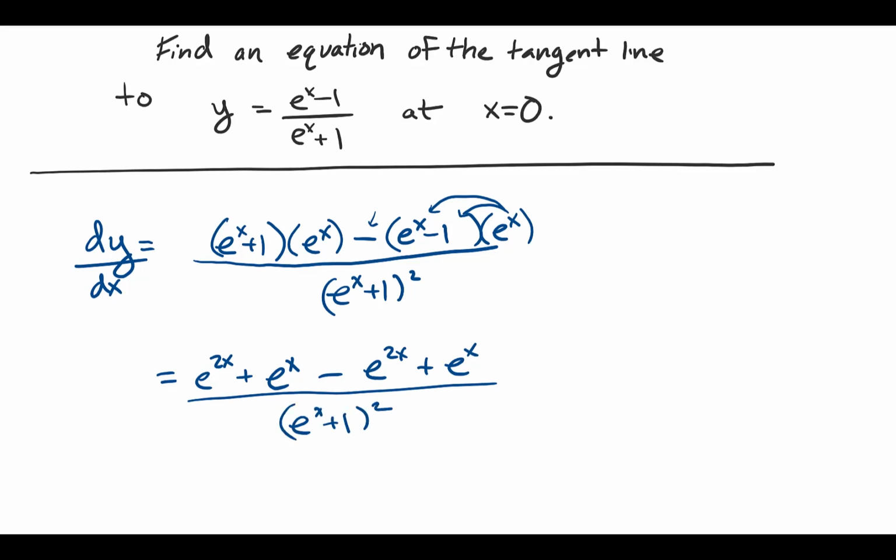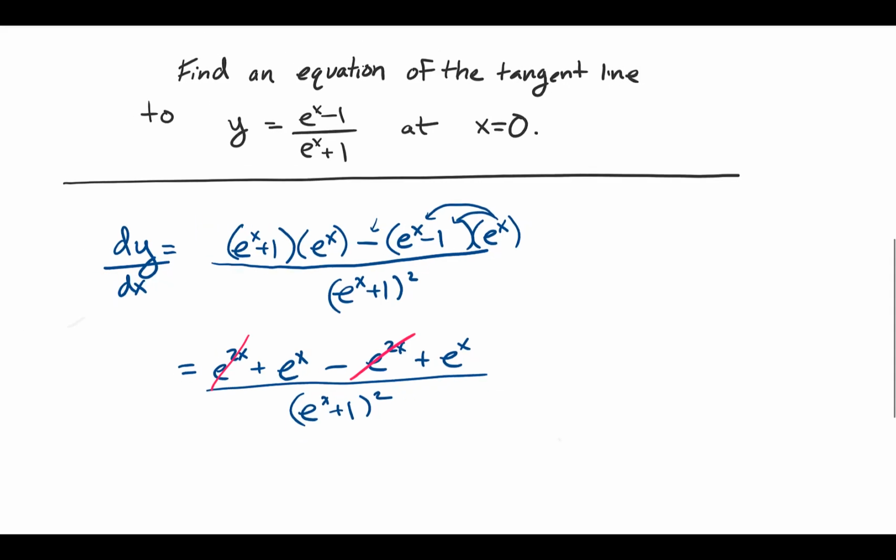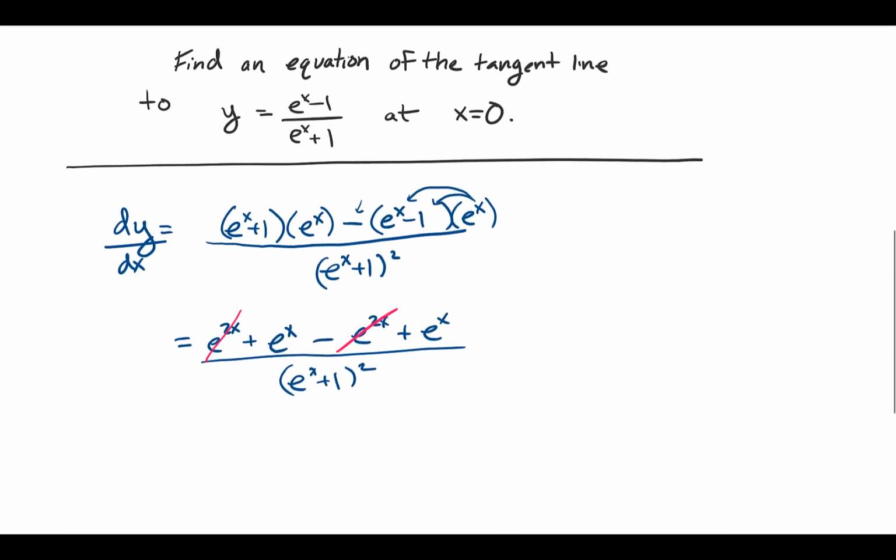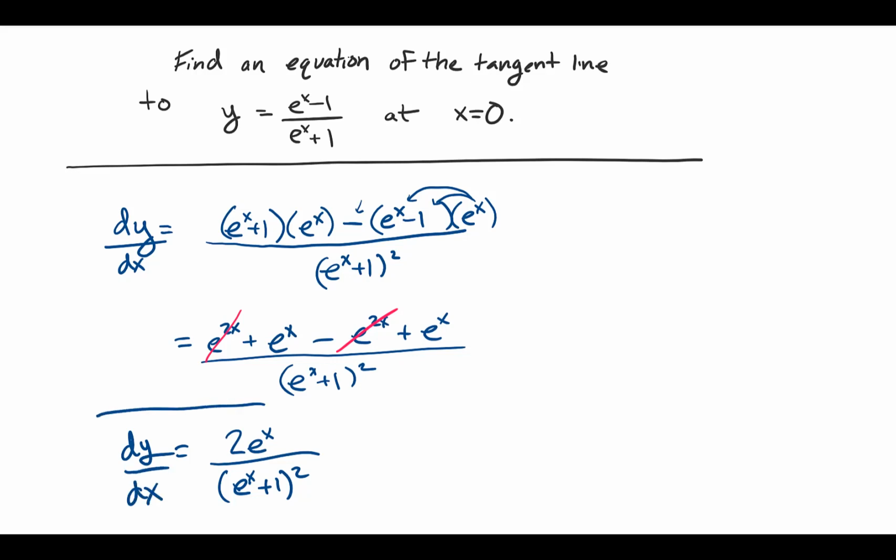Now this is great news. We got that e to the 2x and we got that negative e to the 2x. Cancels. All that stuff starts to clean up. This looks like a much simpler problem to put together now by plugging in values. So e to the x plus e to the x, that must give us 2 of those e to the x's. And now we have e to the x plus 1, all squared. There's our Leibniz notation derivative.